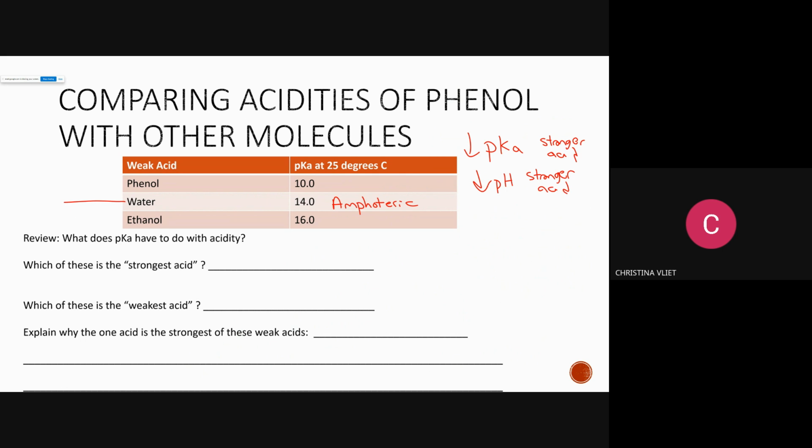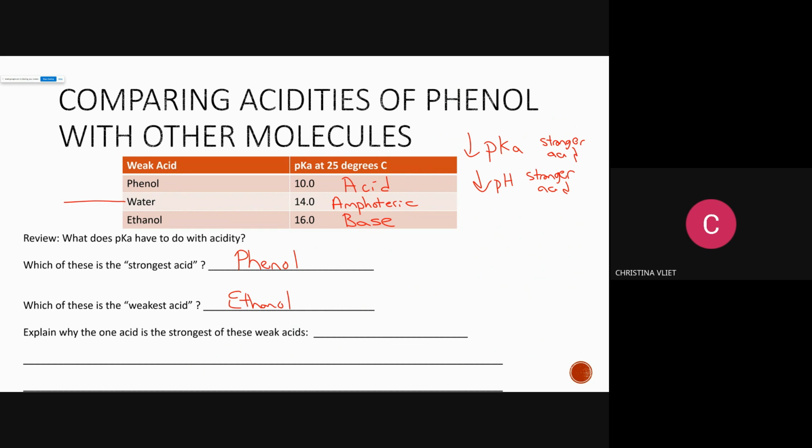What is phenol compared to water? Acid or base? Acid. What is ethanol compared to water? Base. And you should write that down. Why? So the strongest acid here is phenol. The weakest acid here is ethanol.